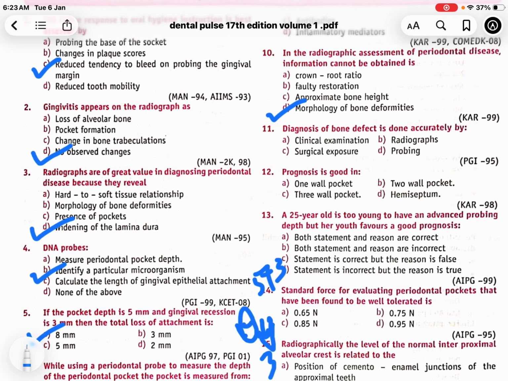Next, diagnosis of the bone defect is accurately done by surgical exposure. Okay, if you want to accurately diagnose the defect, then you have to expose that area. Surgical exposure will be there. Now, prognosis is good in a 3-wall defect. Okay, this also we discussed earlier.